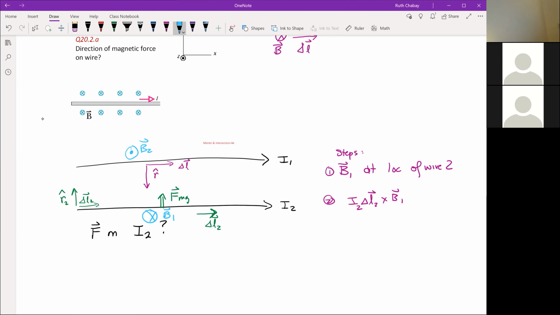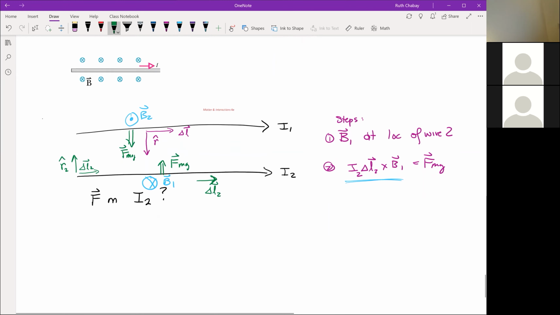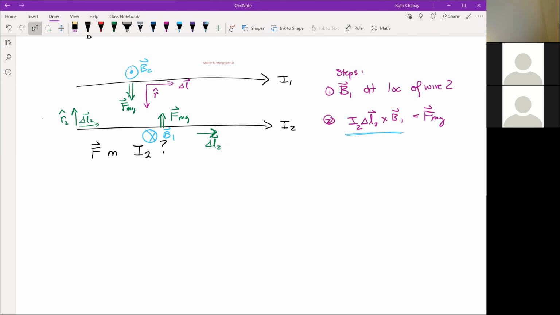And so now we can apply this second equation to get the magnetic force. Delta L cross B is now going to give us a magnetic force down. So it looks like two current carrying wires with currents in the same direction would actually attract each other.